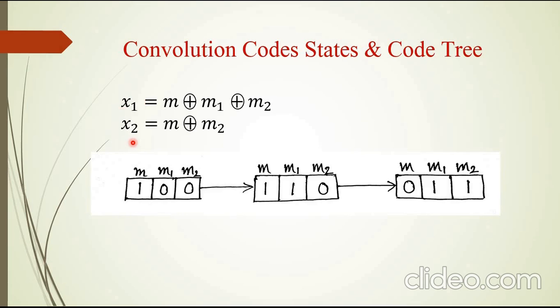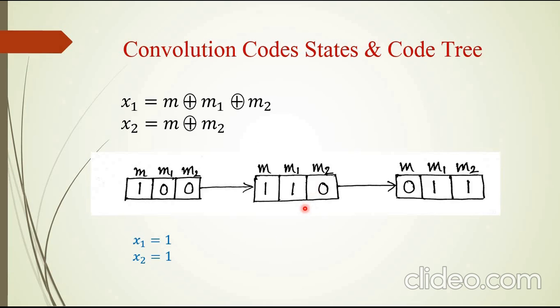And now for all states, let us first calculate the outputs. Initially, if you have the addition of m, m1 and m2, here x1 will be 1 plus 0 plus 0, so it will be 1, and x2 that is 1 plus 0, and it will be 1. So here the output x1 and x2 is 1, 1.